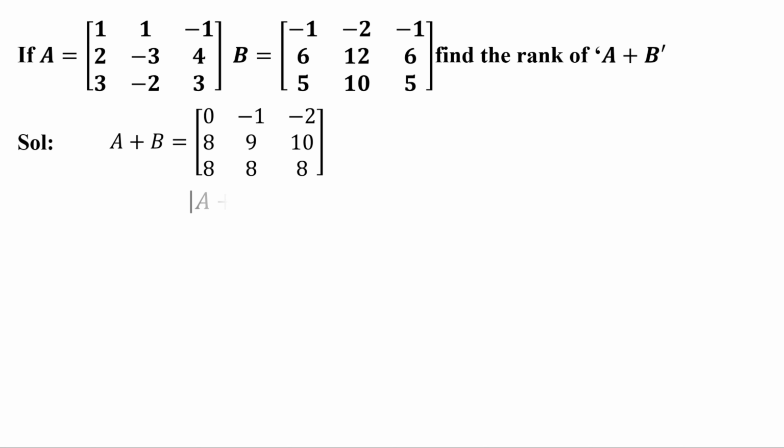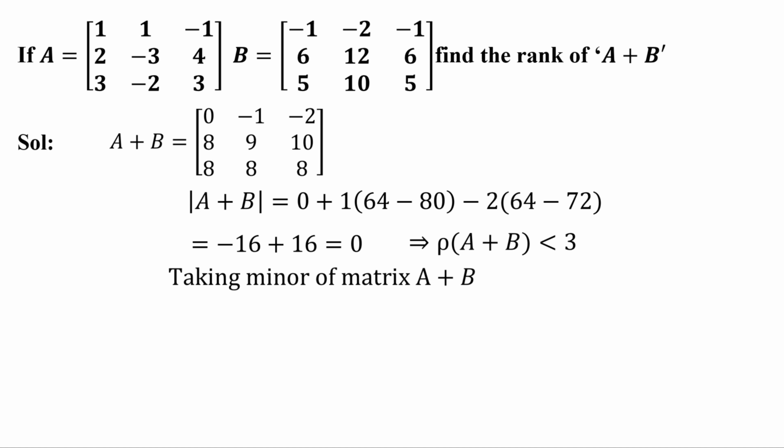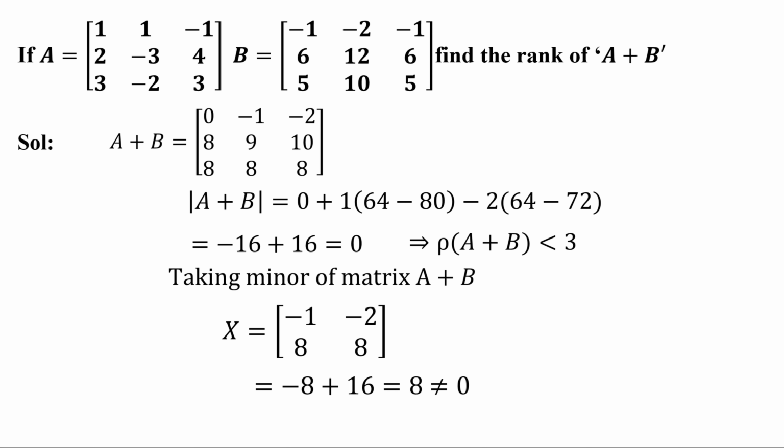Finding the determinant of A plus B, for the first element you get 0, for the second element you get 1 into 64 minus 80, for the third element it will be minus 2 into 64 minus 72. Sum of all the elements will be 0, that means rank of A plus B will be less than 3. Taking a minor for A plus B, call it X. So you get minus 8 plus 16 and that is not equal to 0. That means rank of A plus B is equal to 2.